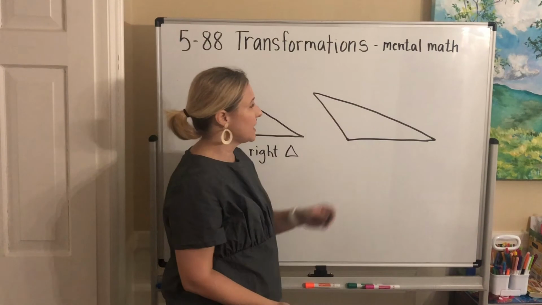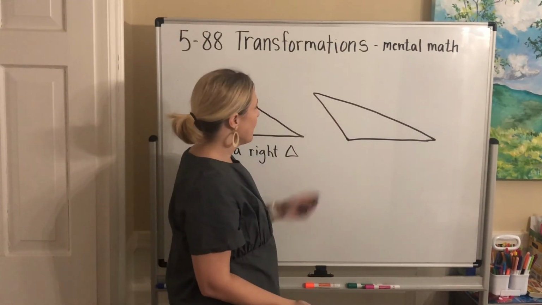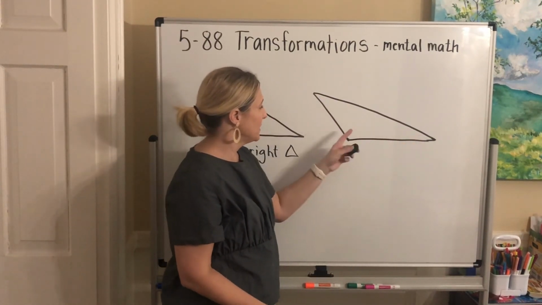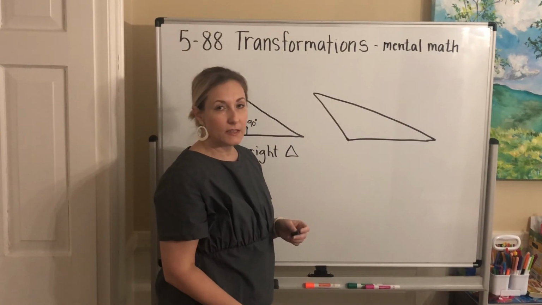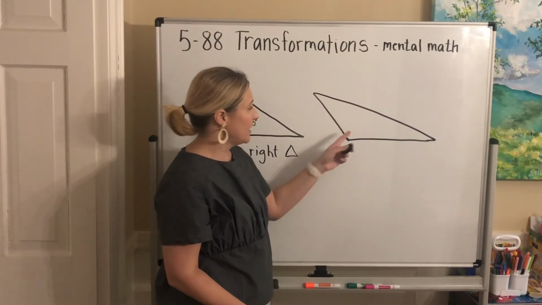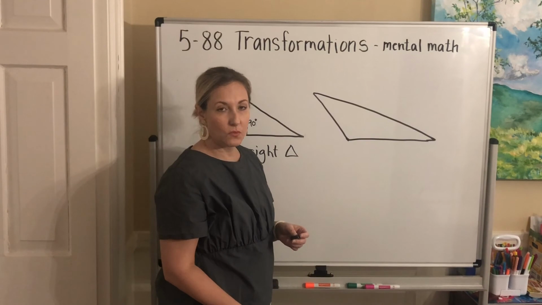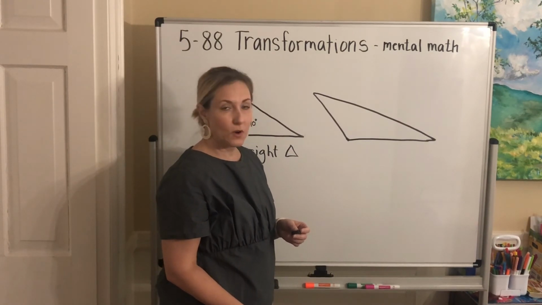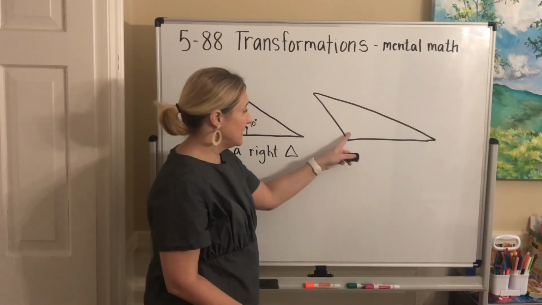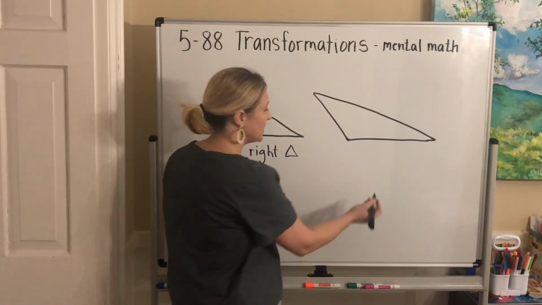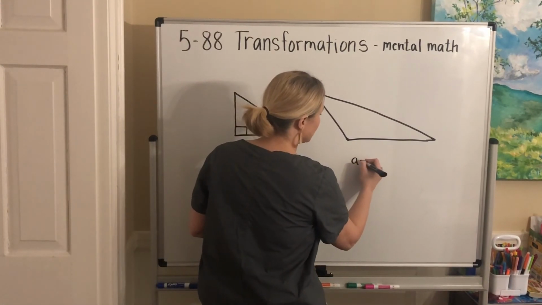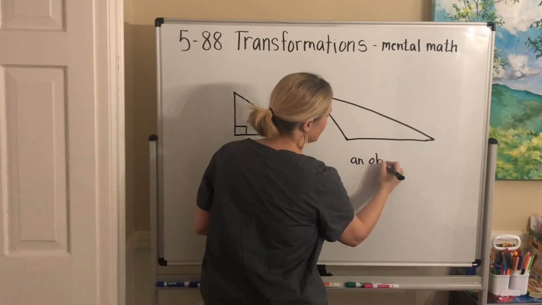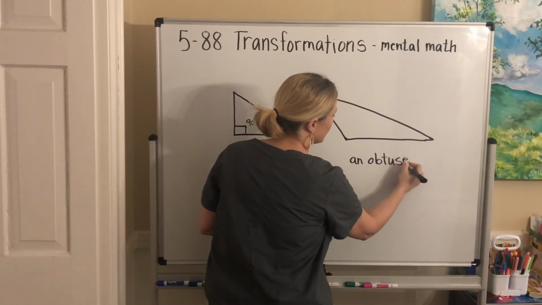Okay? What about your second triangle? What's the largest angle on here? These are clearly acute. This one is the largest. And what kind of angle is that? Is it a right angle, acute, or obtuse? This is larger than 90 degrees, so it's obtuse. So this is an obtuse triangle.